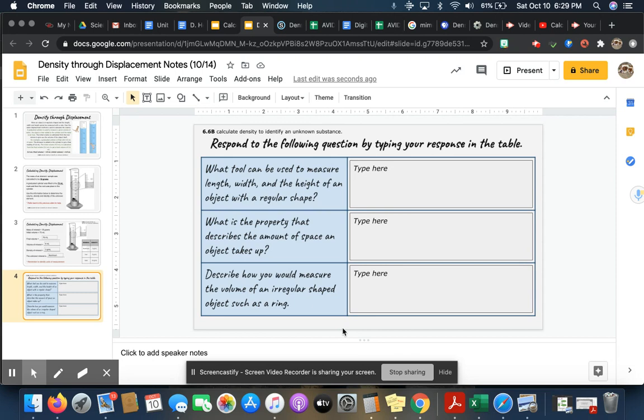Once you're completed with these notes, you can submit them, and then you're going to go complete an EdPuzzle on density displacement method so that I can understand and catch any misconceptions that you may have.